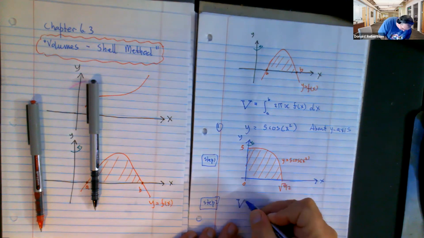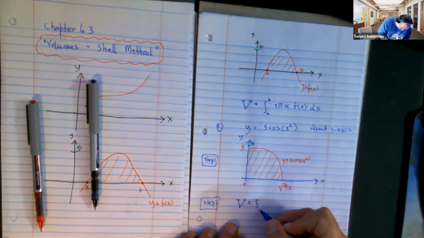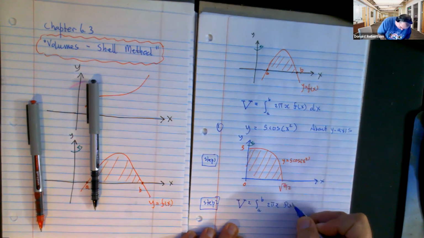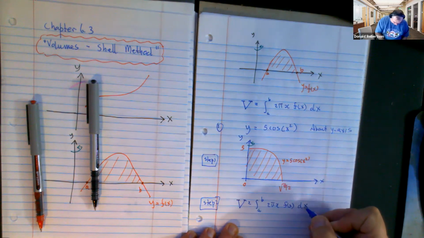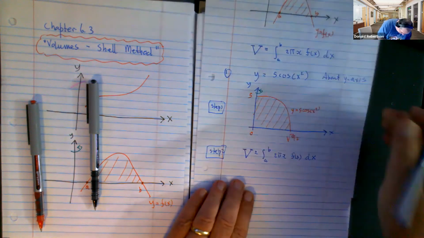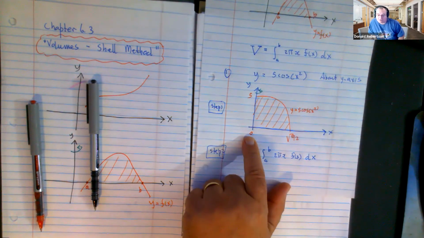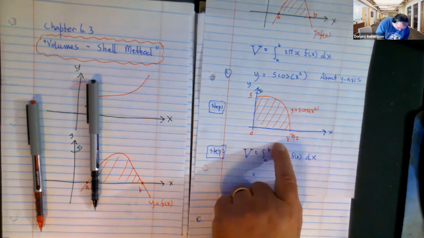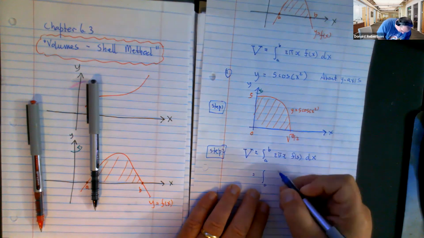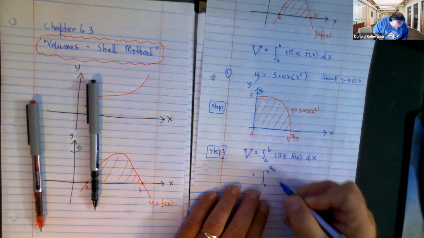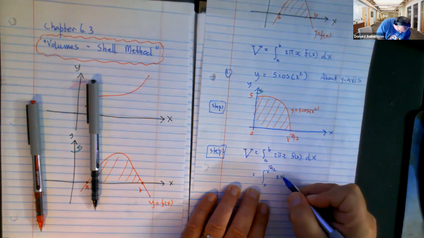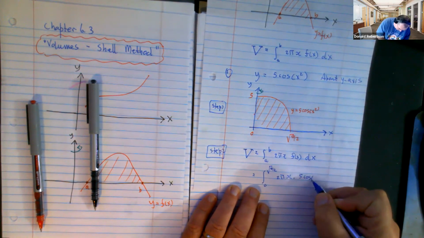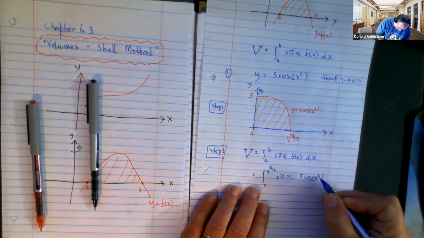So the formula in this case is going to be the integral from a to b, 2 pi x f of x dx. Right. Are you happy? But a would be 0 and b would be this weird square root thing. So it's going to be the integral from 0 to the square root of pi over 2, 2 pi x followed by the function f of x dx.